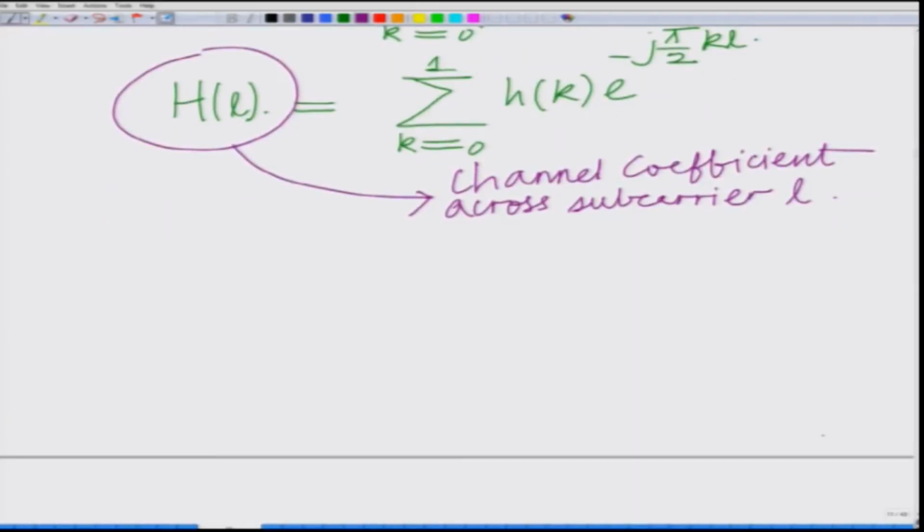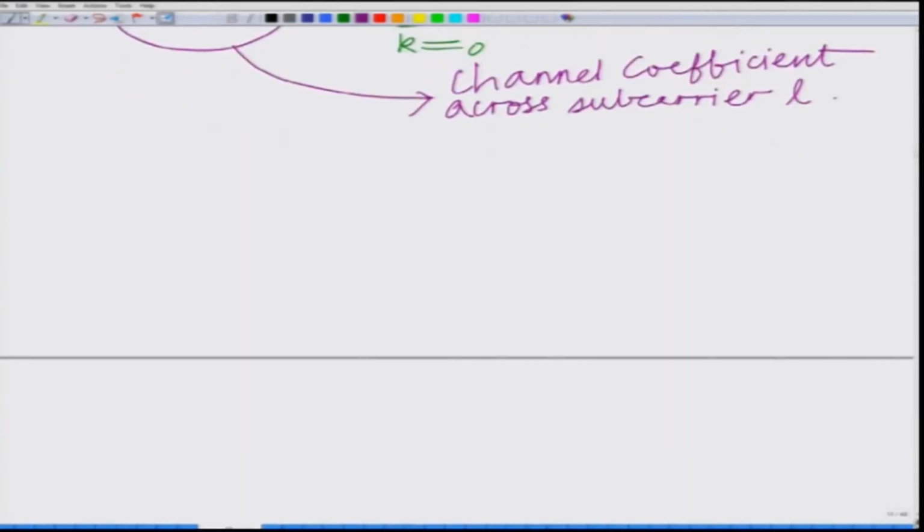So, the capital H L, which is the channel coefficient across subcarrier L in the frequency domain, is given by the FFT of the channel taps in the time domain. Of course, since there are only capital L channel taps and we have to take the n point FFT, therefore naturally you have to pad it with n minus L zeros. Okay. And now let us look at the FFT of the samples x.